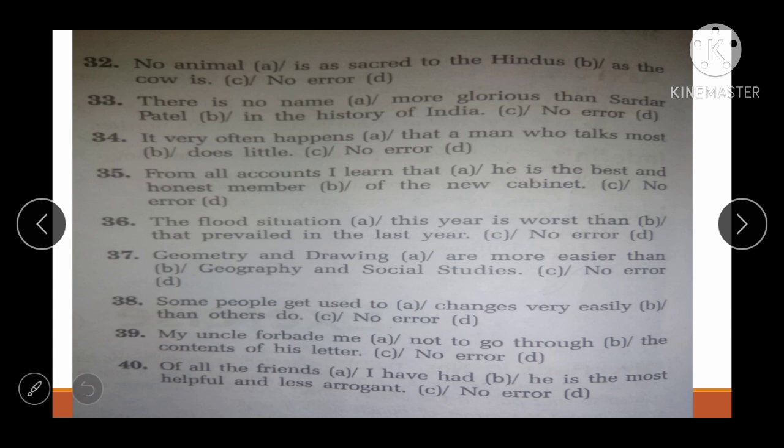First one is: No animal is as sacred to the Hindu as the cow. No error. See friend, what would be the correct answer of it? No animal. So you have to add other. Okay, no other animal. Okay, no other. All right, no other.